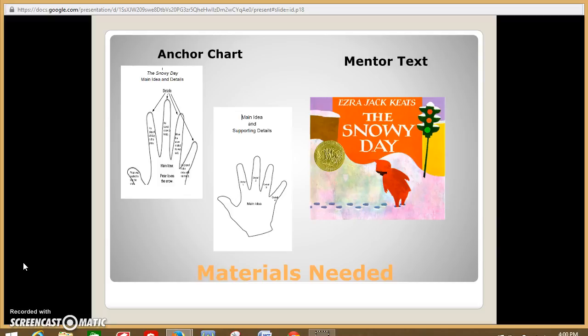Some of the materials needed will be the main idea details anchor chart for The Snowy Day, the main idea details retell anchor chart, and the picture book The Snowy Day by Ezra Jack Keats. Other materials needed for this lesson are the informational text Snow Science from ReadWorks and the exit tickets. A full list of materials needed can be found in the lesson plan.